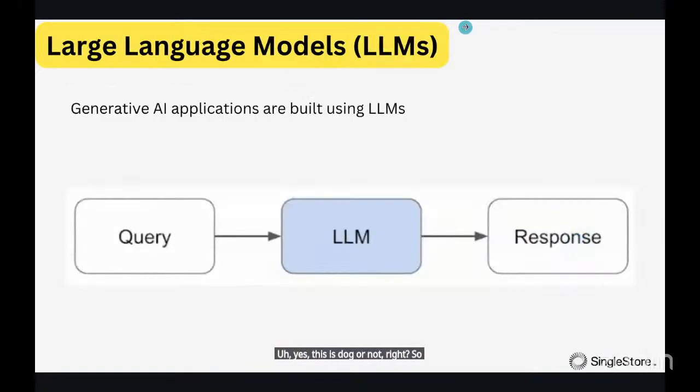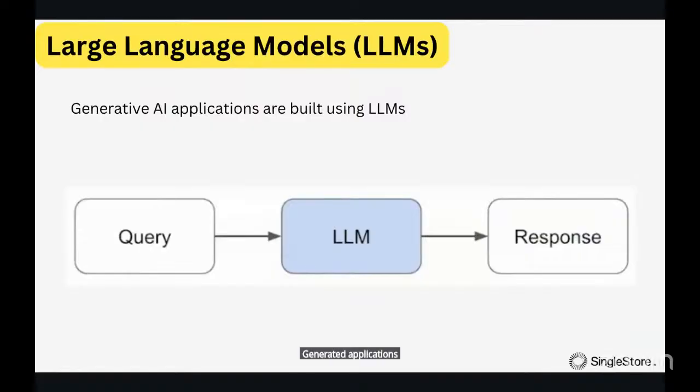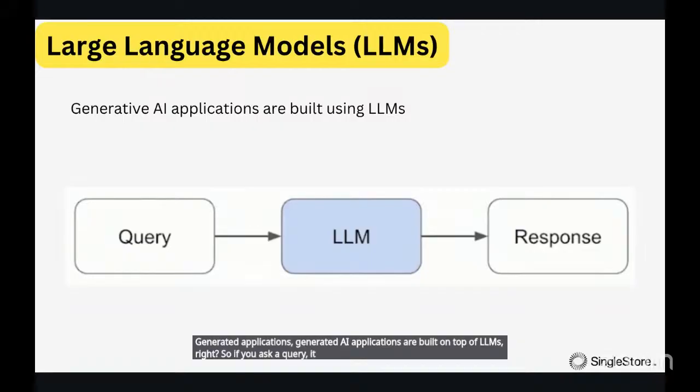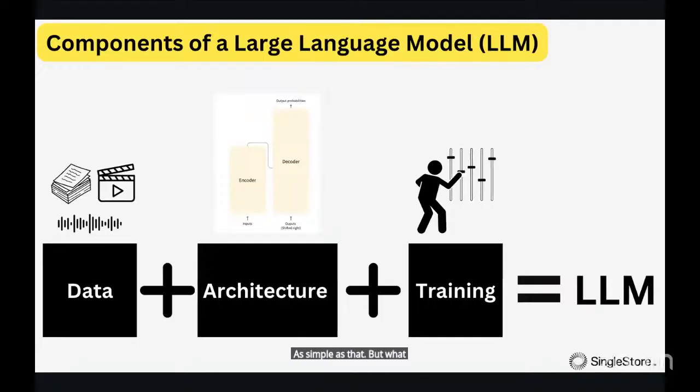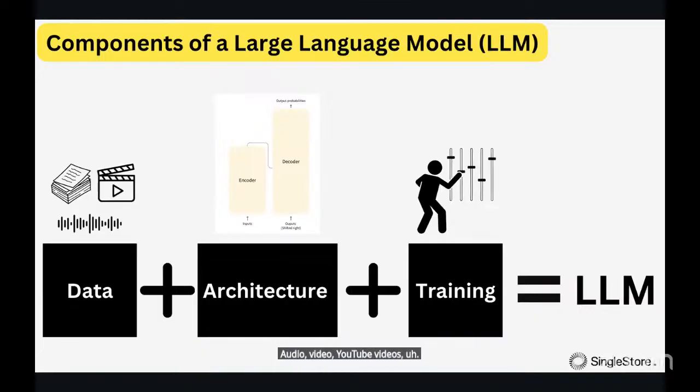So coming back to the large language models, generative AI applications are built on top of LLMs, right? So if you ask a query, it goes to an LLM and you get a response. That's the thing. Like how we use ChatGPT, you can select different LLM models there, and you can basically ask a query, and you will get a response. As simple as that. But what exactly are the components of large language models? What are they made up of? Data, structured and unstructured data. It can be anything from Wikipedia around the globe, right? Around the internet, audio, video, YouTube videos, Wikipedia pages, all those things.